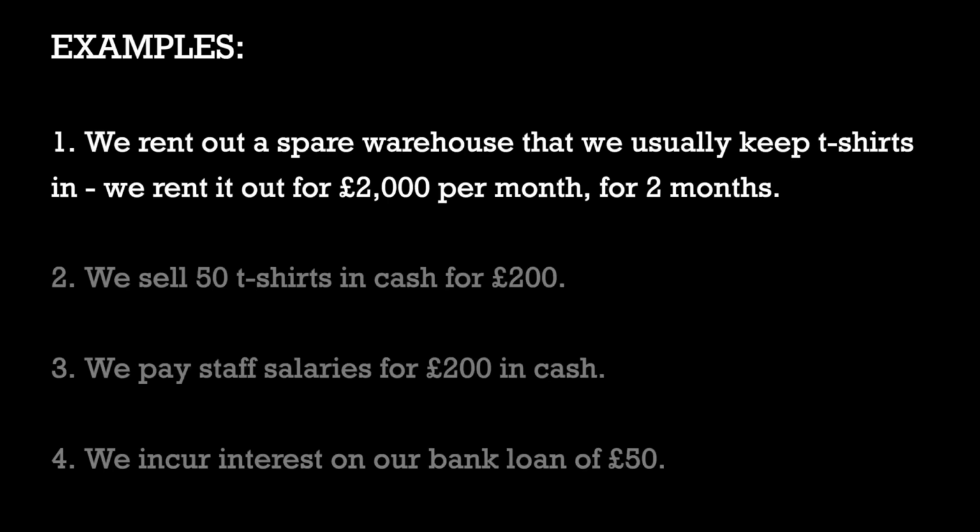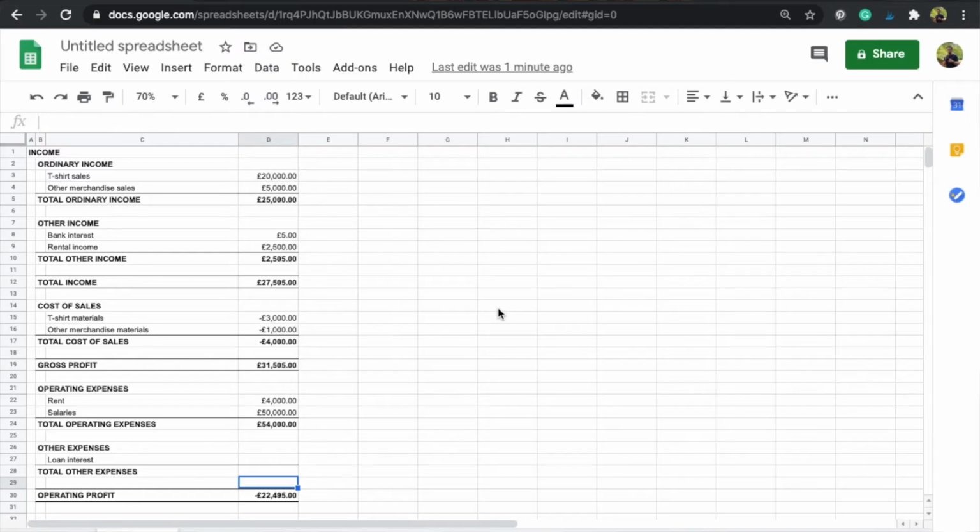So the first entry is we rent out a spare warehouse that we usually keep our t-shirts in. We rent it out for 2 months and we're charging it out at £2,000 per month. As you can see, we've got a rental income ledger in our other income that we're going to put our rental income into. So we credit our other income, as income is a credit account, anything we credit in here is going to be positive. So we want to credit £2,000 for each month. So that's going to be £4,000 in total.